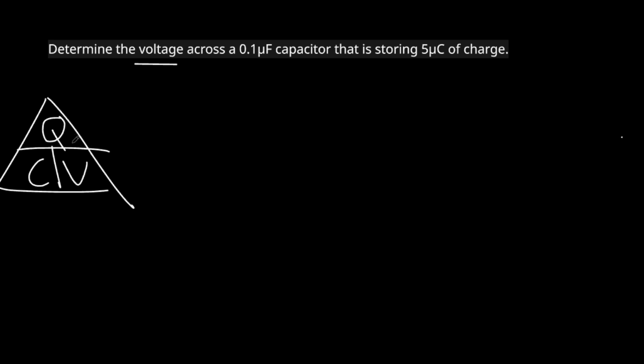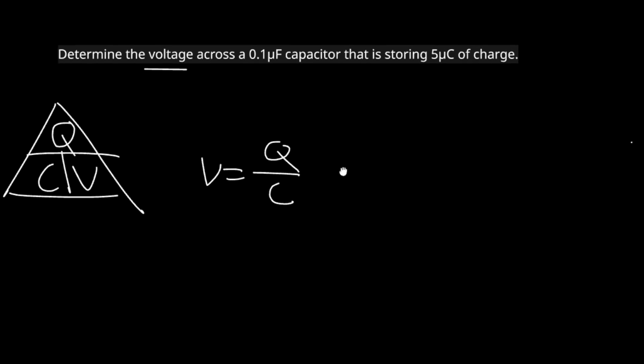I hope you guys are getting it. But now let's go to this question. Determine the voltage across the 0.1 microfarad capacitor that is storing 5 microcoulombs of charge. Okay, so what are we trying to find? We're trying to find the voltage. So Q equals CV, right? Here, what we're trying to find is voltage. We know Q and C, so Q over C is the formula we're going to use. So V equals Q over C. And now let's plug in the values here.